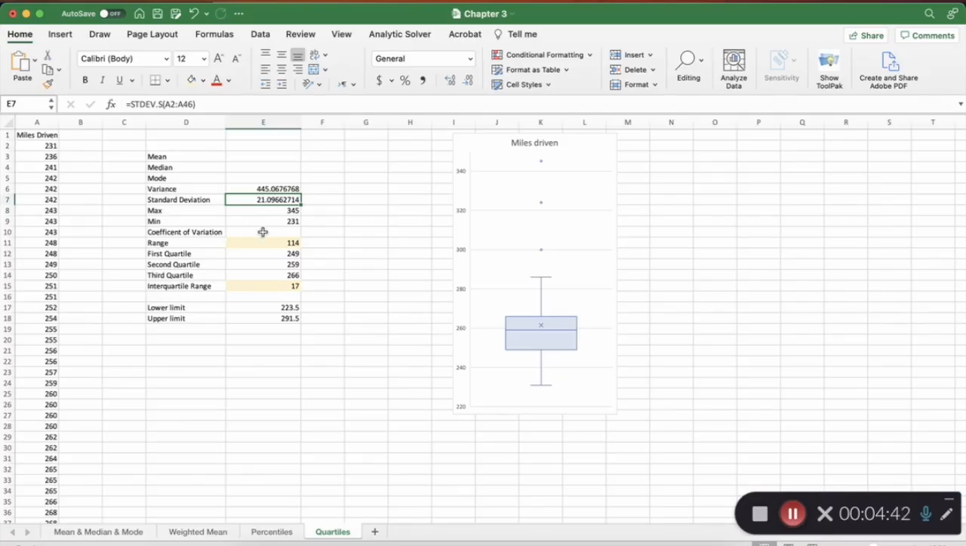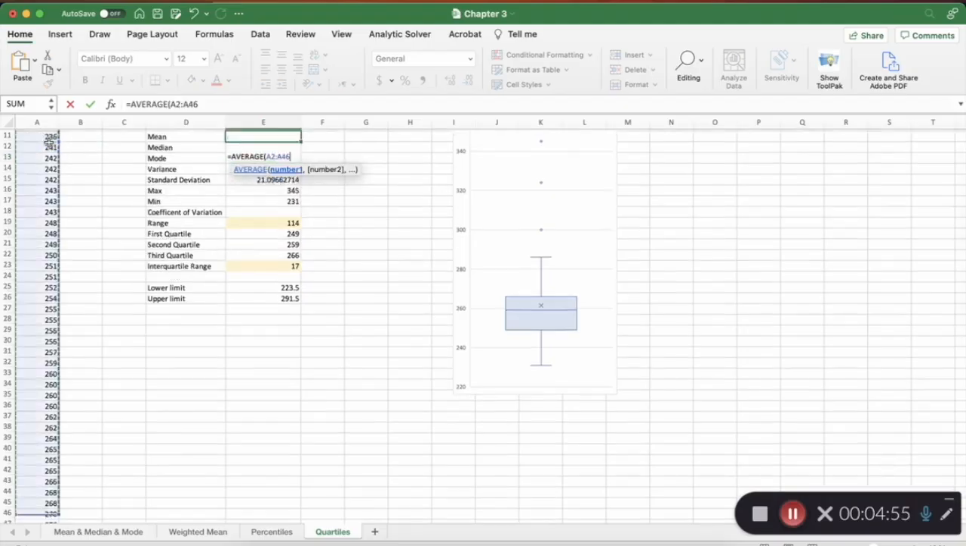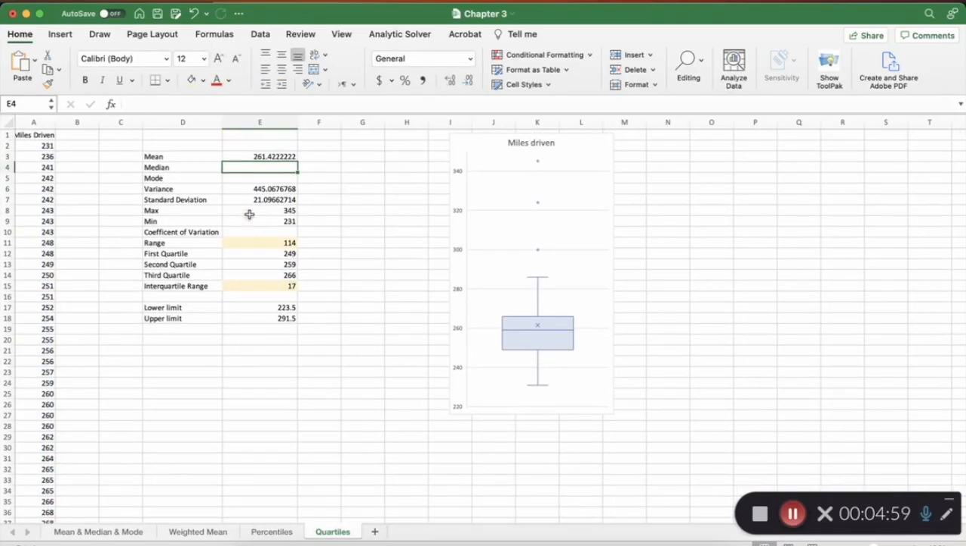What else? The coefficient of variation. For the coefficient of variation, we just divide the standard deviation by the mean. So let's find the mean. The mean is the average. The coefficient of variation, which is the standard deviation divided by the mean, is 0.08, which is technically small.